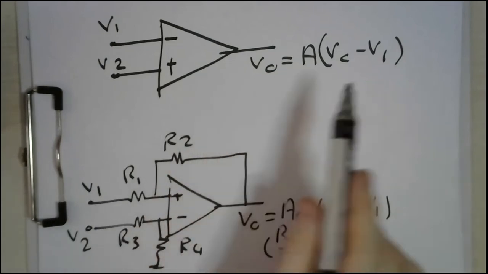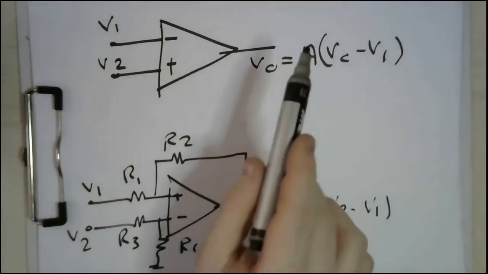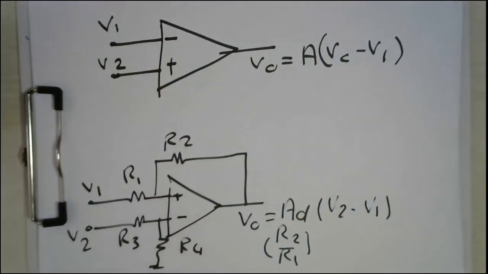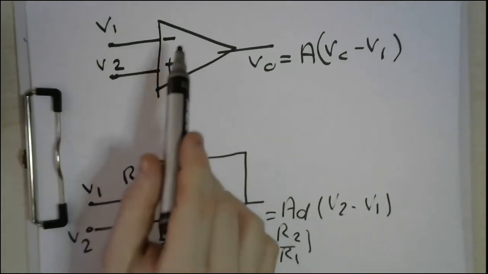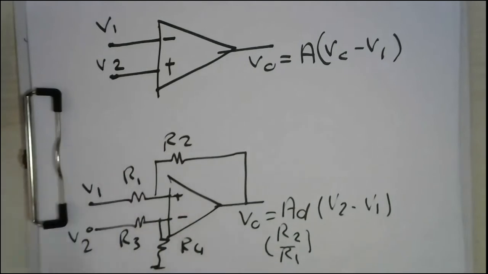V output is proportional to V2 minus V1 times a gain. This is the open loop gain, and this is the differential gain. So why should you use this one and not use this one? No, because this is simpler. You would not use resistances and all this stuff.